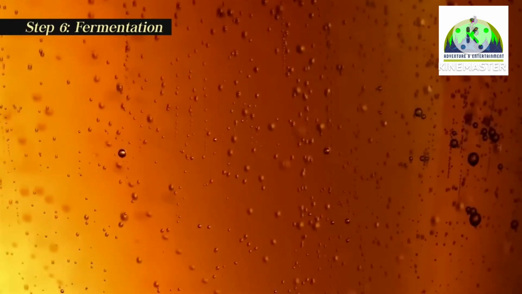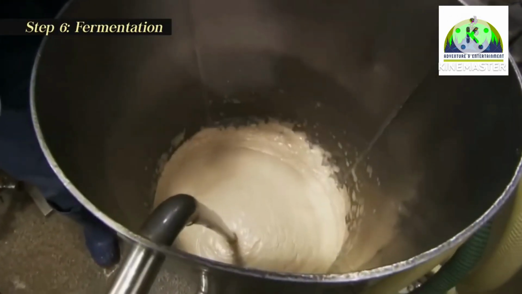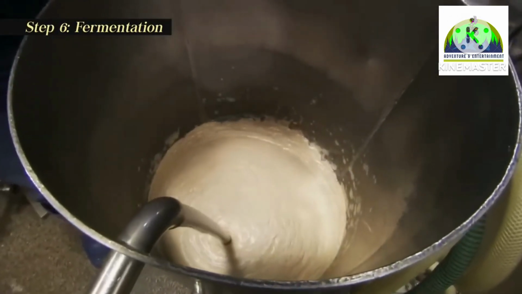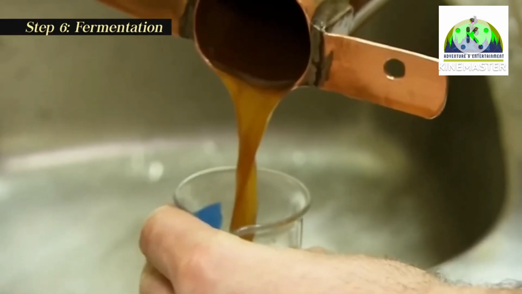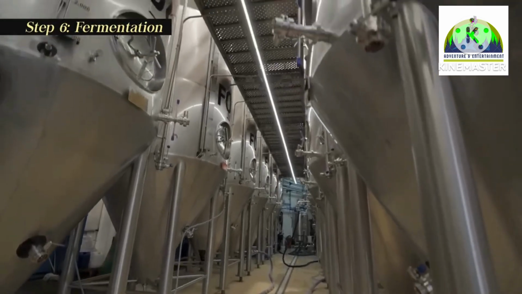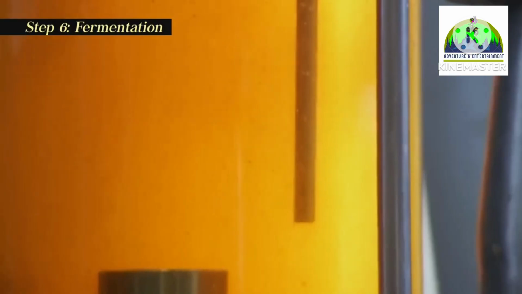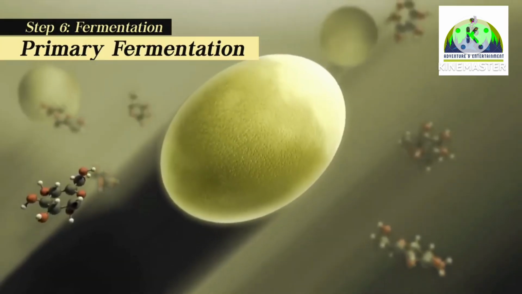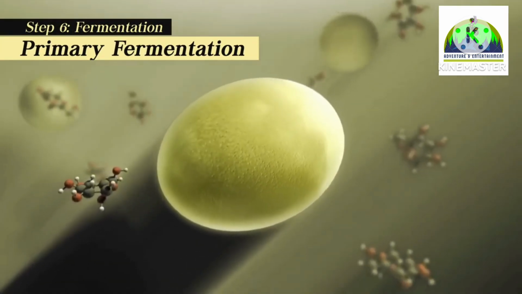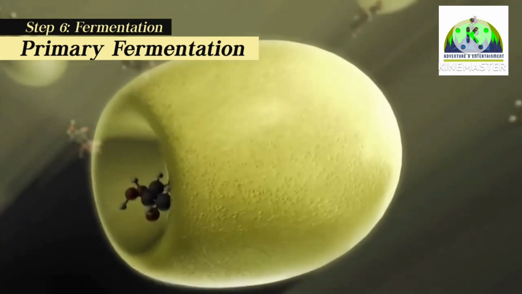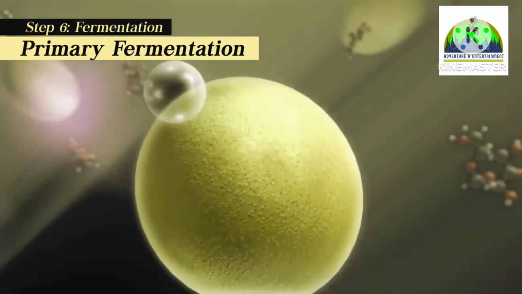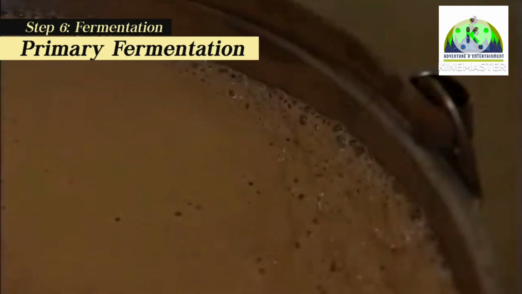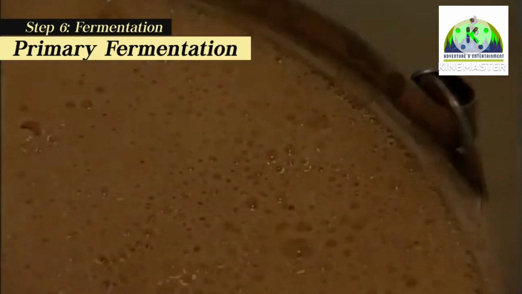Fermentation is where the magic happens. In the fermentation vessel, yeast is added to the wort, and it's the yeast's job to convert the sugars in the wort into alcohol and carbon dioxide. There are 2 types of fermentation in beer brewing. Primary fermentation. The initial phase or primary fermentation is when the yeast is most active. It consumes the majority of the sugars and produces alcohol and other byproducts. It typically lasts 1 to 2 weeks, depending on the beer style.